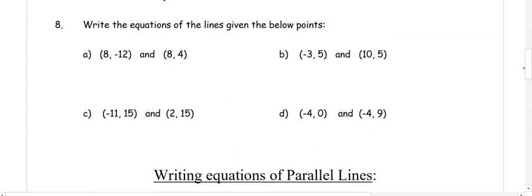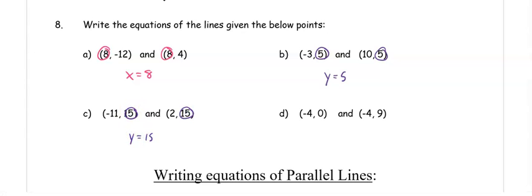We want to write the equations of the line given the point. So we want to see which coordinate is repeating. So in the first one, our x coordinate repeats, so we would have x equals 8. In B, our y coordinate repeats, so we have y equals 5. In C, our y coordinate repeats again, so y equals 15. And in D, our x coordinate repeats, so x equals negative 4.